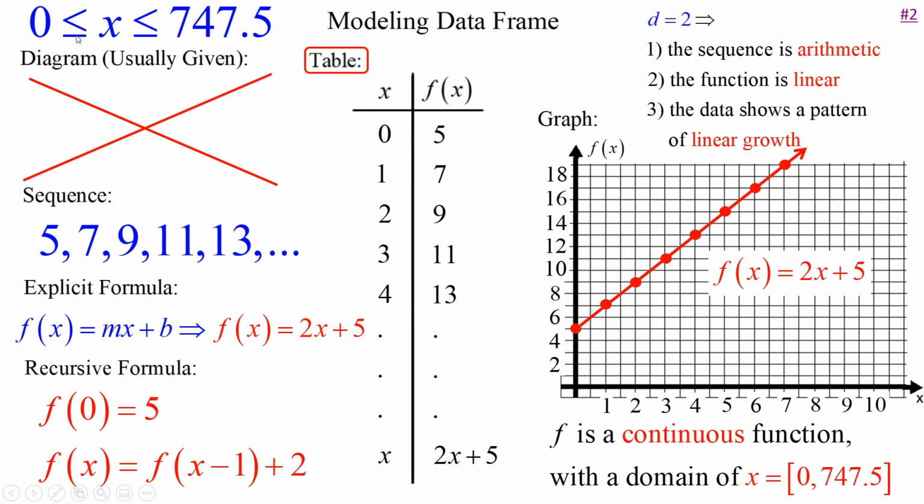0 is less than or equal to x, and x is less than or equal to 747.5. So this double inequality can be done with interval notation just like this. And as you go on into your advanced mathematics, you're going to use interval notation much more often than you're going to use inequalities. Now again, this is just an introduction, and we're going to work on picking up continuous versus discrete and our domain throughout this module. I hope you enjoyed that.